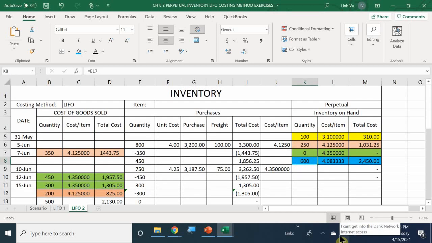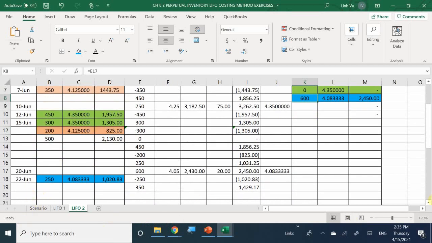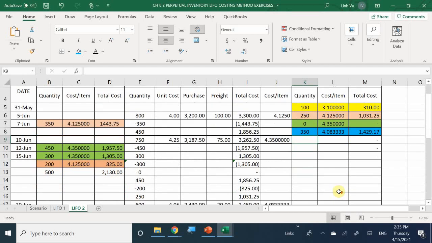So now I'm going to go ahead and update my blue inventory too. I no longer have 600. How many do I have left? Just calculated. 350. I have 350. Okay. Boom. Calculated it to be 1,429.17. So boom. We're doing our calculations really well. Okay.